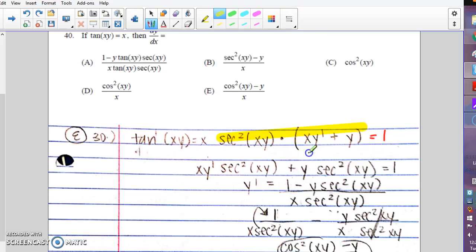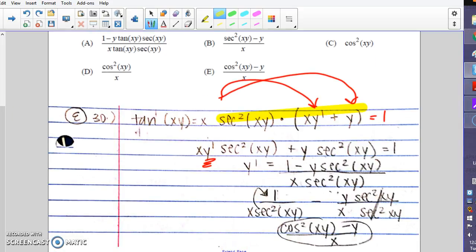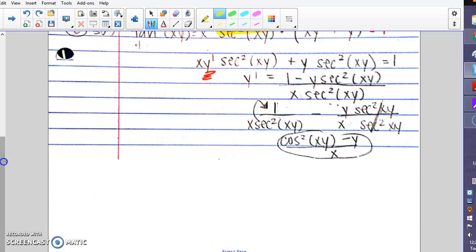That probably wasn't the terrible part. The next step that I did, this is distributive property. So secant squared of xy times y, so this breaks down into this. Now you have to isolate your y prime, who's only hanging out there, so 1 subtract that stuff, divided by that stuff. And this is all algebra from here on out, which is why it became quite lovely.